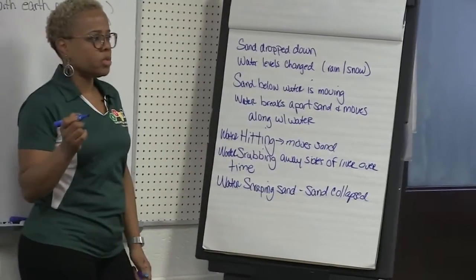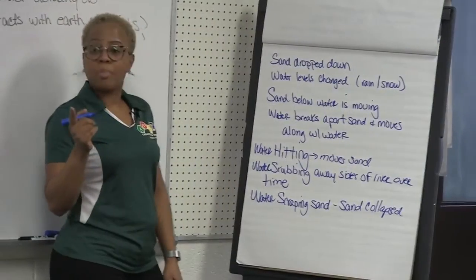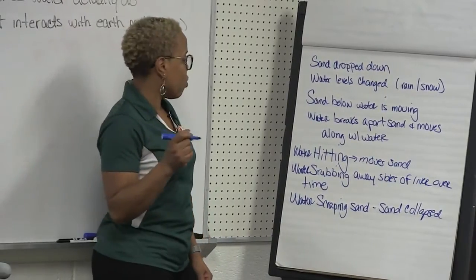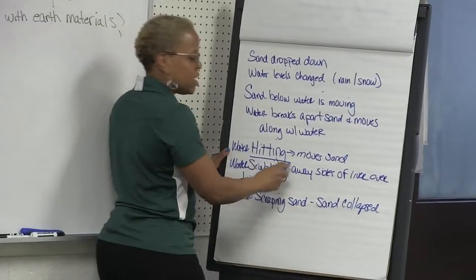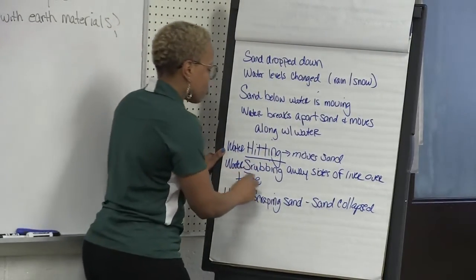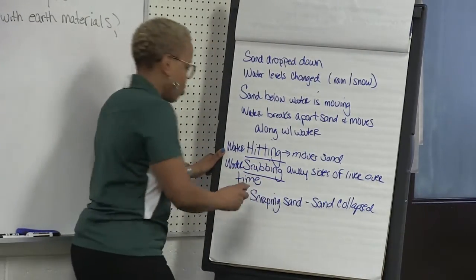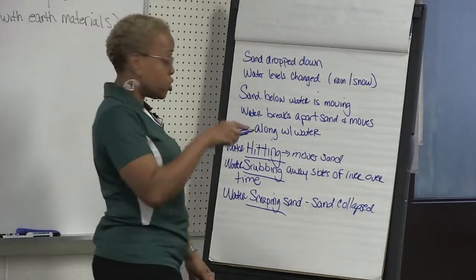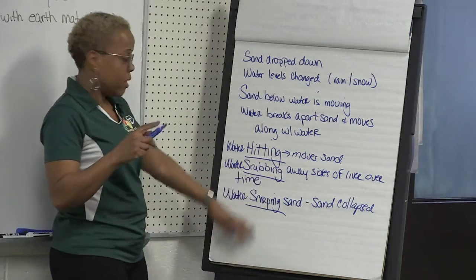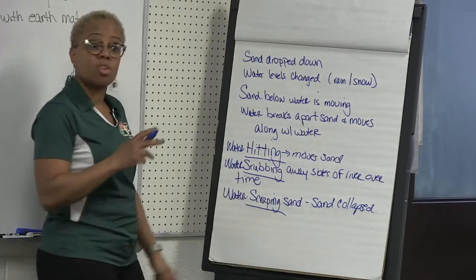Any other observations? When we think about the behavior of the water and how it interacts with the land, we've said that the water was hitting the sand, it was scrubbing the sand, it was scraping the sand. Well, scientists use a particular word to explain this type of interaction, and that's called erosion.